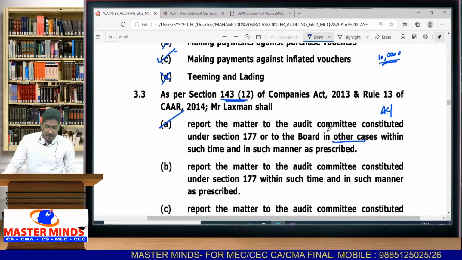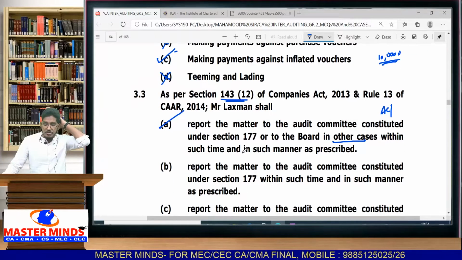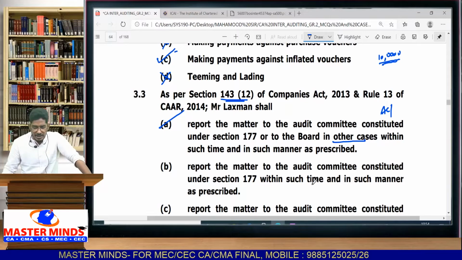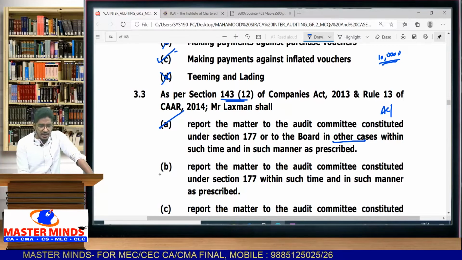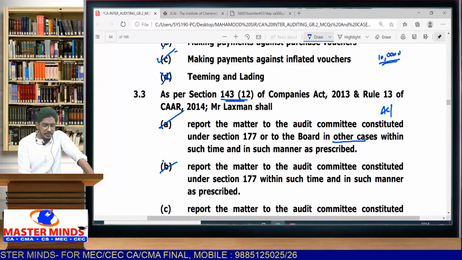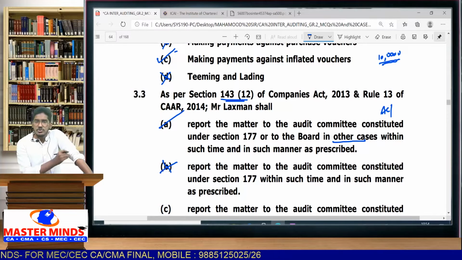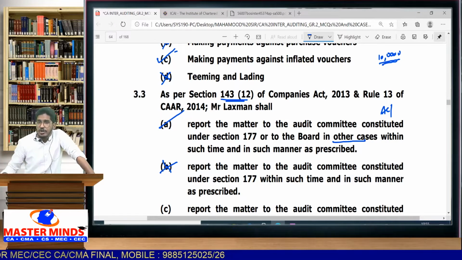B option, report the matter to the audit committee constituted under section 177 within such time and in such manner. So they are telling just one thing, only communicate to the audit committee. If there is no audit committee, the board of directors also shall be communicated. No, they have not mentioned that in that option. So B is incomplete, wrong.